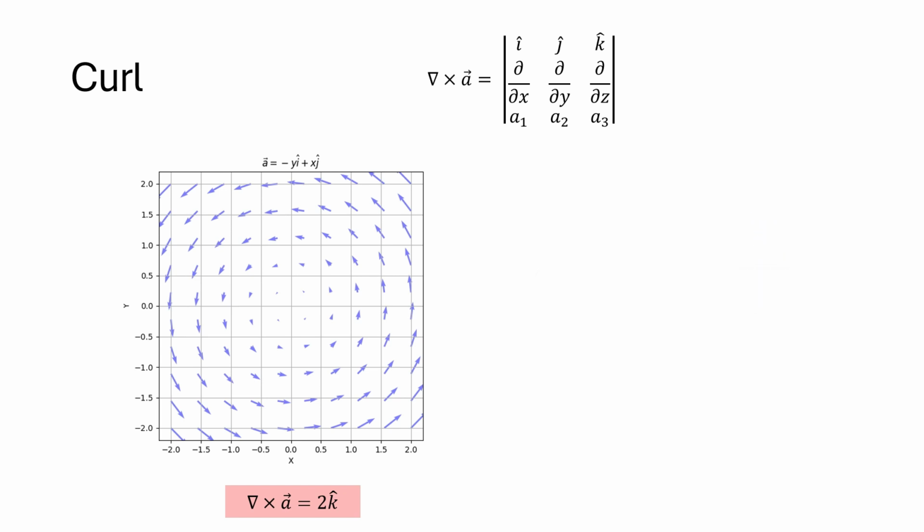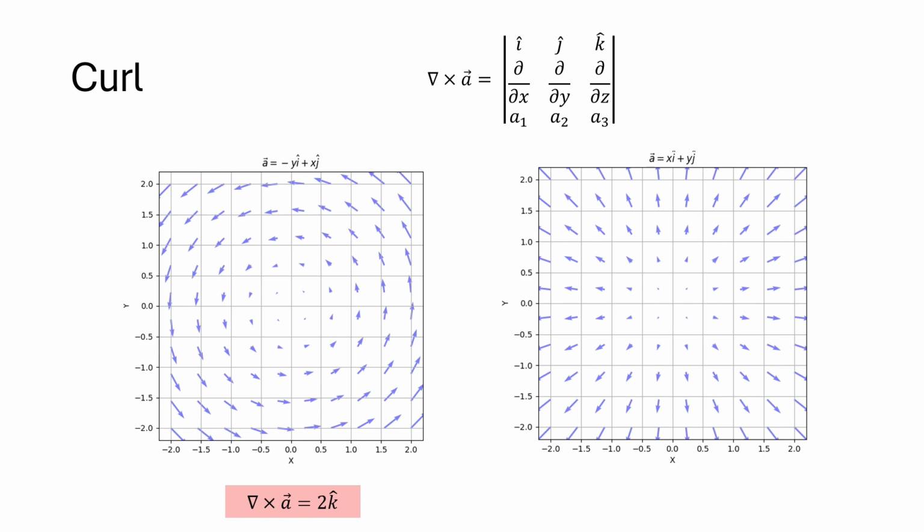Now let's look at another example where the vector field is equal to x i hat plus y j hat. The curl of this field is 0, so there is no rotational behavior in this case. Also, as we discussed in the previous slide, this vector field is showing the divergence behavior. We can confirm this by computing the divergence of this vector field, which is equal to 2, and a positive value confirms the spreading out behavior at a point.